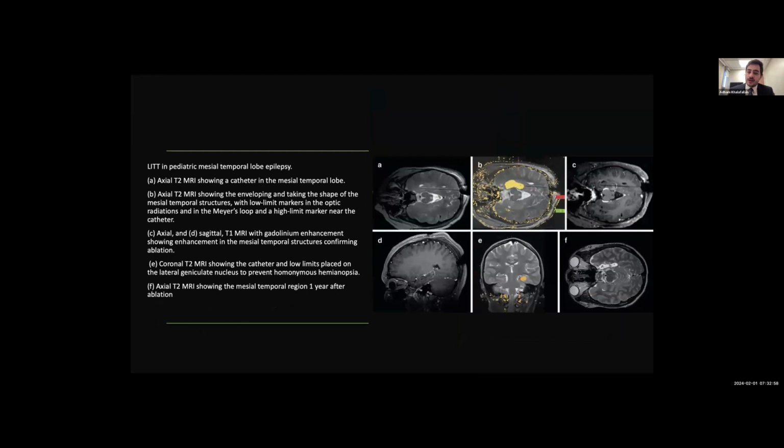This is another case of a kid with mesial temporal lobe epilepsy. You can see the axial and coronal images, the laser placement, the ablation, and the images 1 year after the ablation. The results in the literature are actually good, with patients being Engel class 1.